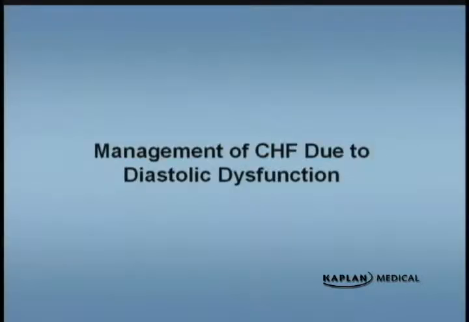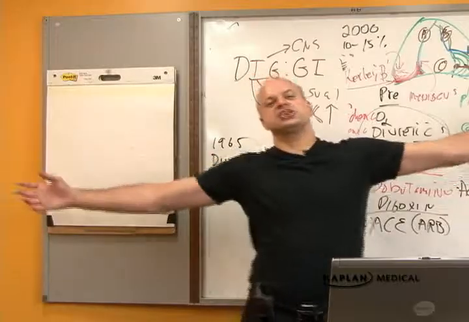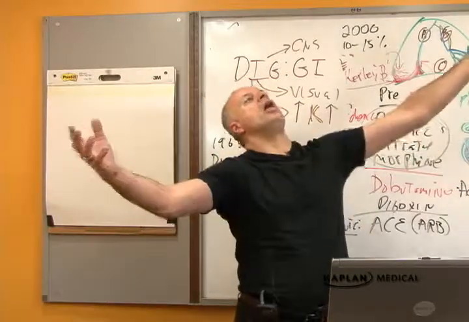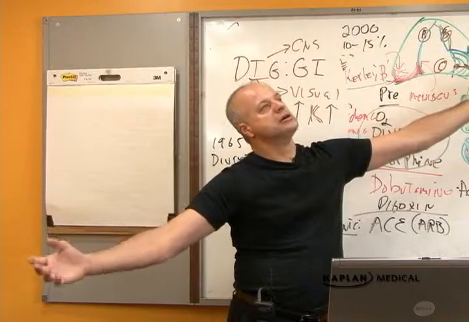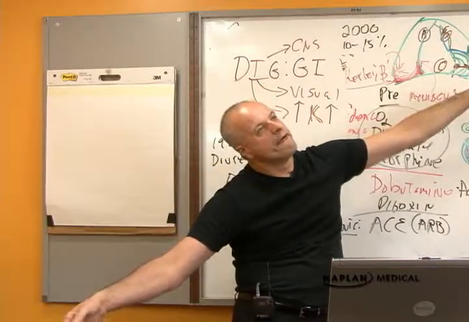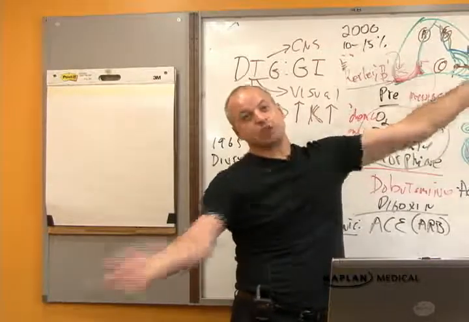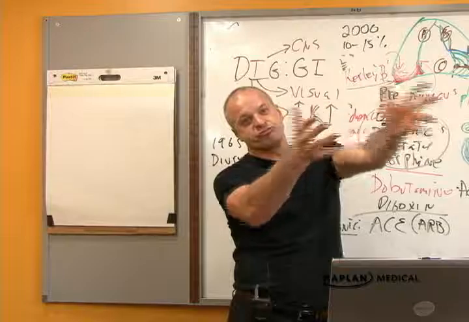Now, diastolic dysfunction means you have a normal ejection fraction. Diastolic dysfunction means you can contract fine, you just can't relax. The difference in management: remember, systolic dysfunction means a low ejection fraction. Give me digoxin, ACE inhibitors, spironolactone.